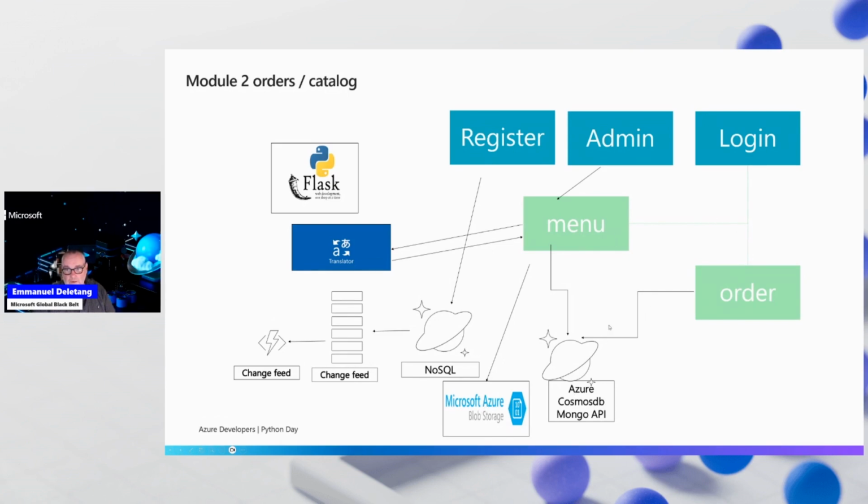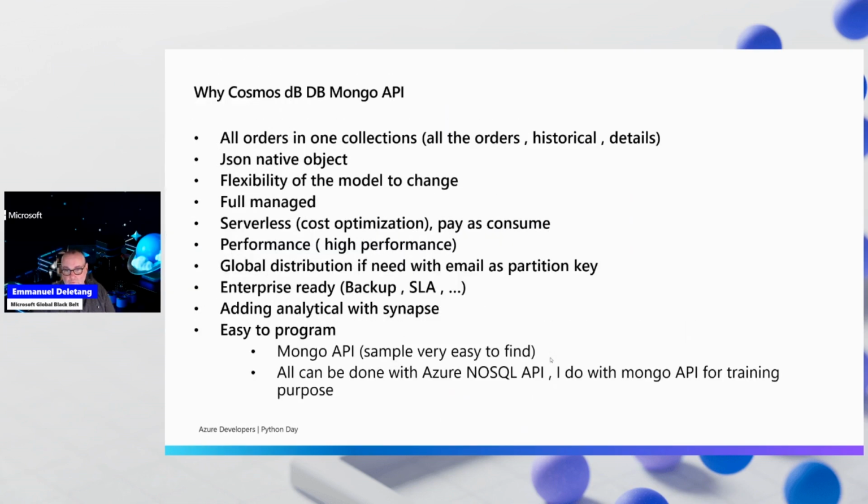And when I make an order, the order is written directly in Azure Cosmos Mongo API. So all orders are in one collection. So I have the order and the historical detail of the order. I update the order every time I receive information. It's really a JSON native document. Please .save. It's very flexible because here the model changes a lot. The order, I have all the historical. Some orders have two plates. Some are 3, 4.